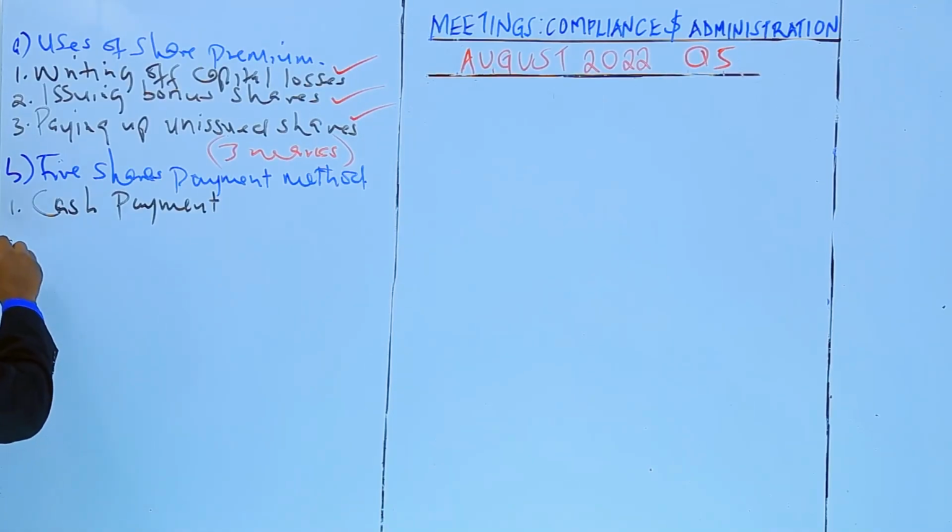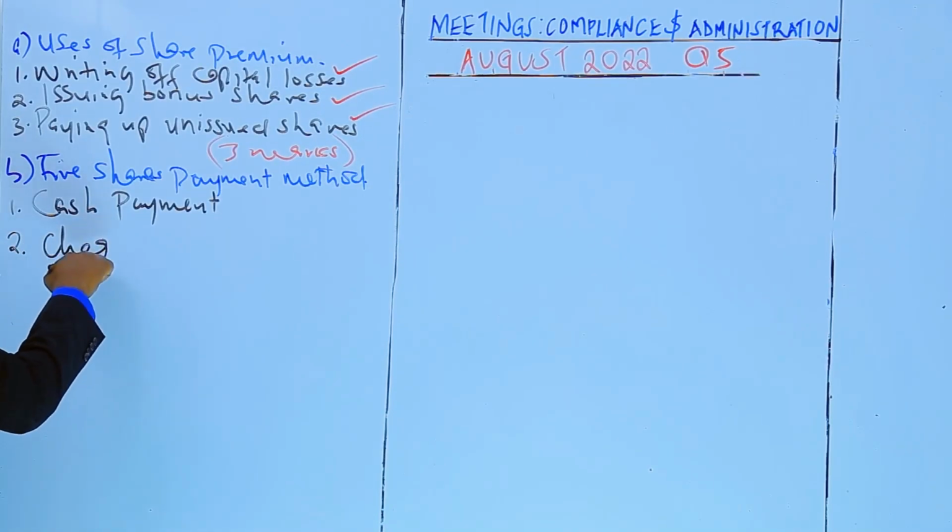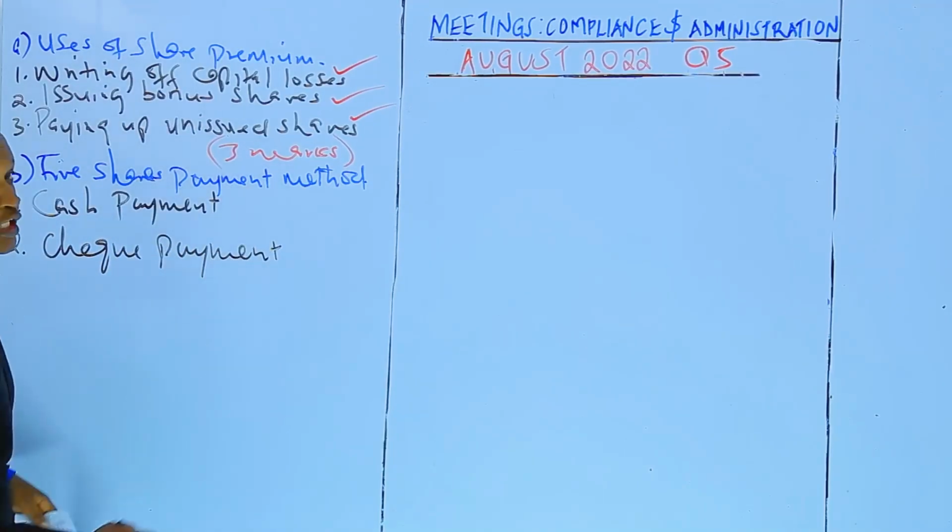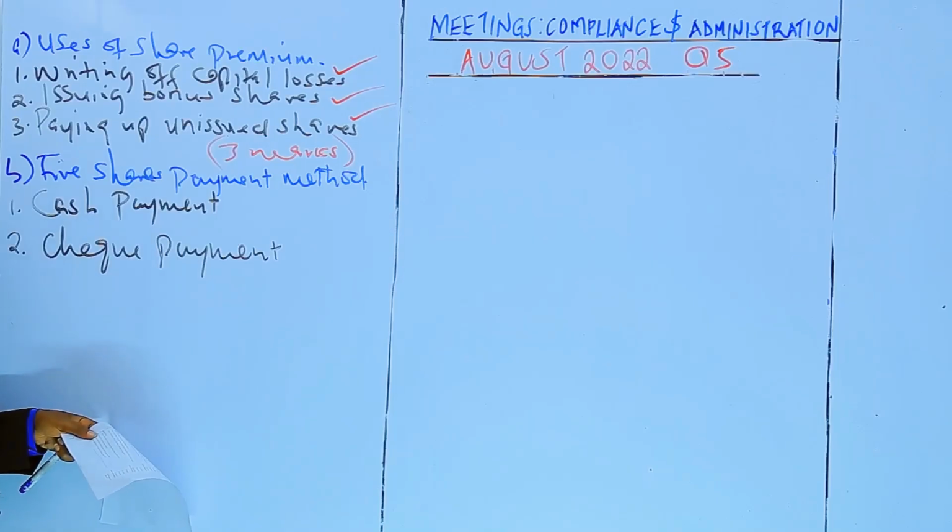Check payment. Shareholders can make payment for their shares by issuing a check in favor of the company, and the check is then deposited by the company into the bank account.